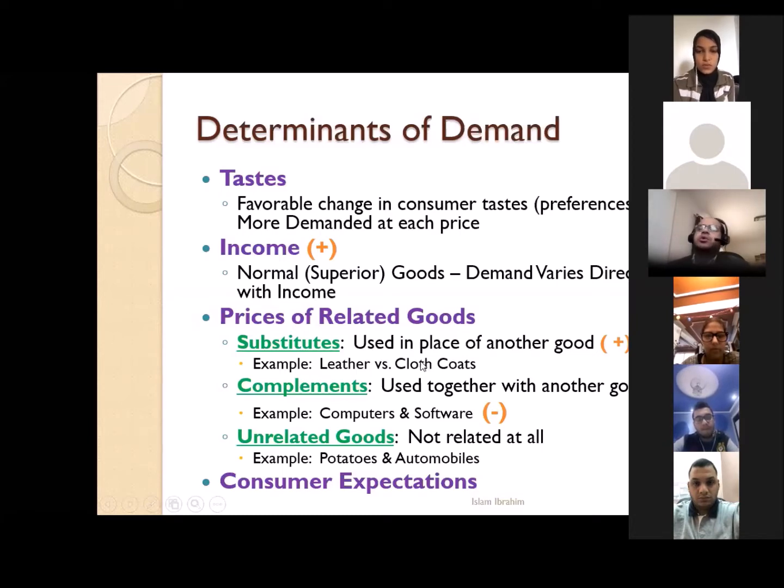So when the price of fish increases, the demand for chicken increases. When the price of apple increases, the demand for orange increases. Okay, so this is a positive relation. Clear, guys?